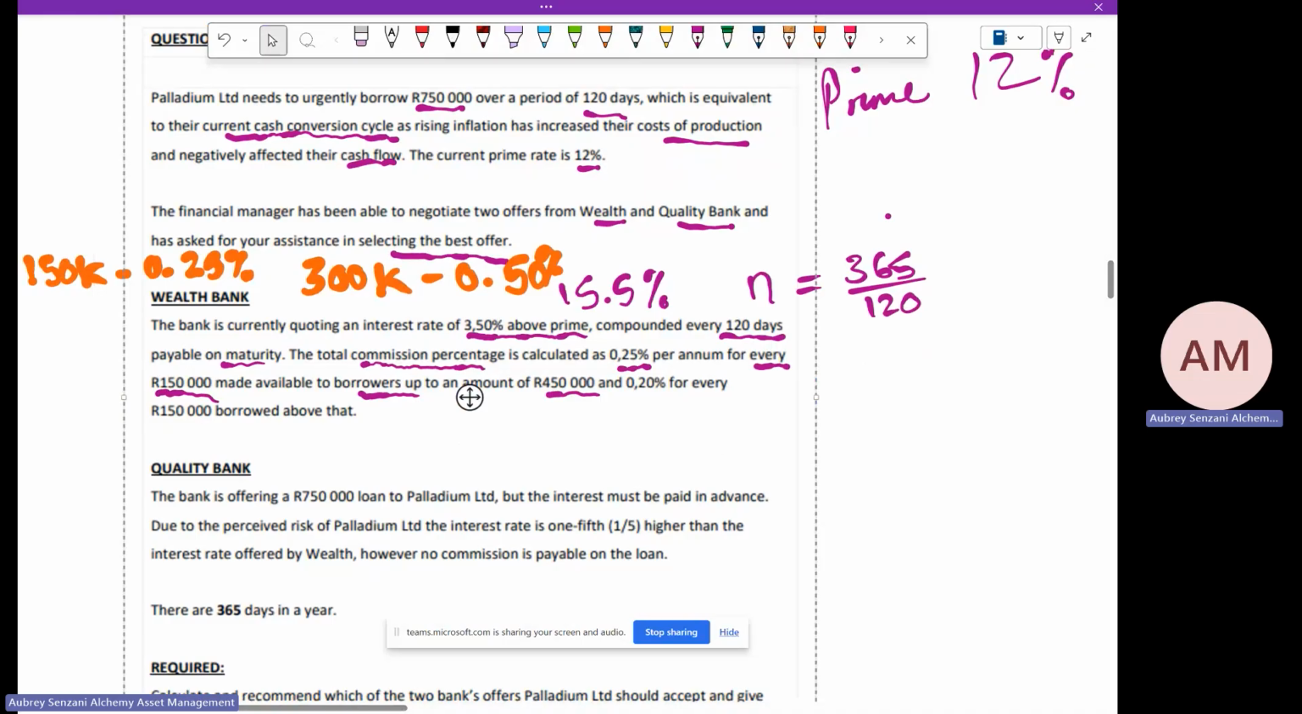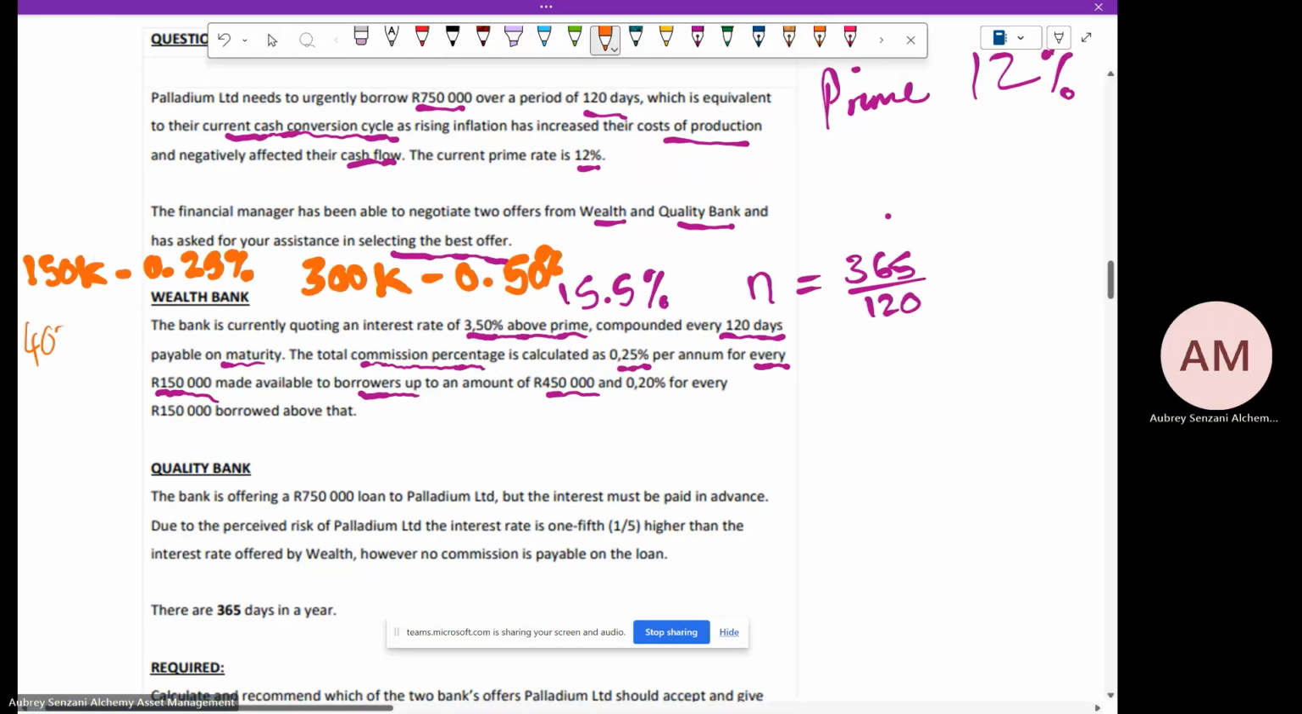But now, maybe let me just actually finish this off. 450, because we are going to need these things. 450K then becomes 0.75% commission, right? Up to 450, and then 0.20% for every 150 borrowed above that.